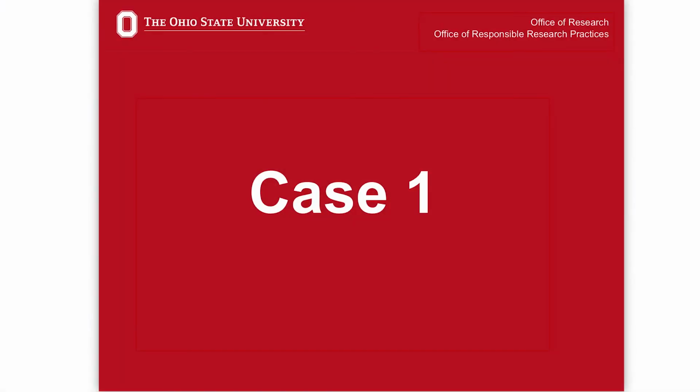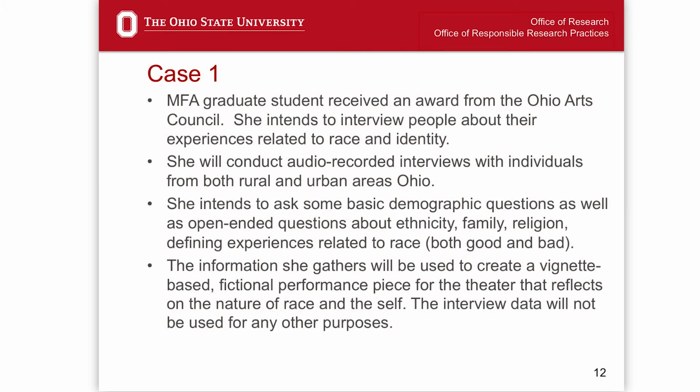Okay, let's talk about a couple of cases, all right? So we have a graduate student who received an award from the Ohio Arts Council. She wants to interview people about their experiences related to race and identity. Now, if I was reading that as a reviewer, I've heard those words, race and identity. Right now, a flag is going to go up in my head. Is this possibly a sensitive topic? I don't know yet if it is, but I'm wondering, okay?